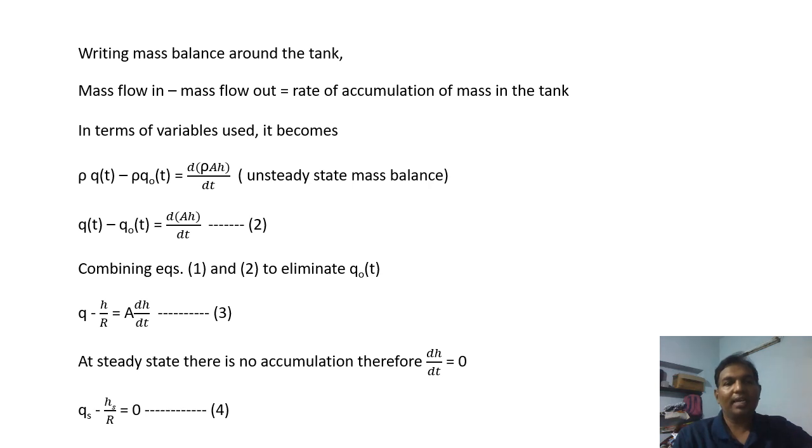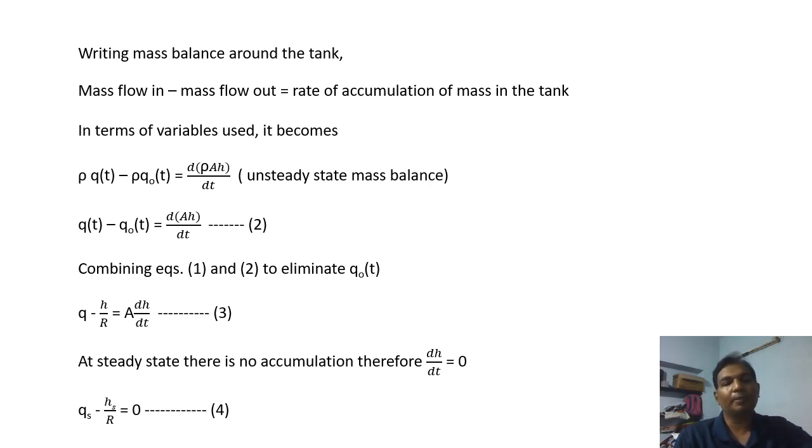At steady state there is no accumulation, so therefore the term dH by dt will become 0. In the steady state equation the mass flow in will be equal to mass flow out.